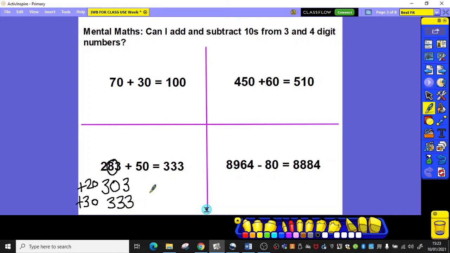Again, this isn't the only strategy, but it can be a helpful one for bridging and going through that hundreds barrier. If I now look at a subtraction question, I'm going to subtract 80. I can see 80 is going to be more than the 60 that I've got here. I know therefore it's going to go to 8,800 and something. But if I subtract the 60 first of all, then I end up with 8,904. And then I can subtract my further 20, which takes me to 8,884.